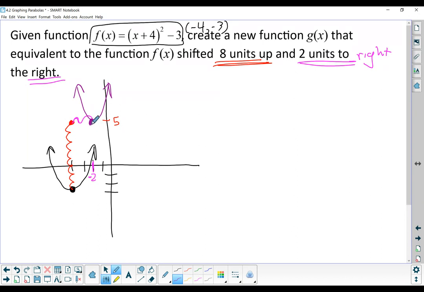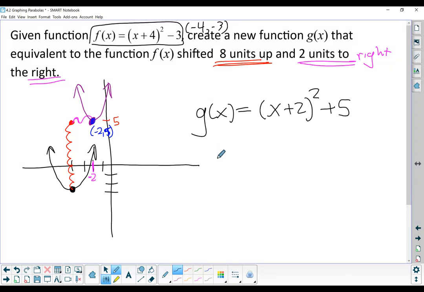So I can use this vertex that we got to write the equation. So this vertex is at -2, +5. So our new function, g of x, is going to be x plus 2 squared plus 5. So I think visually a little sketch is a great way to do this. If you don't like drawing out a sketch, I'll show you another way real quick.